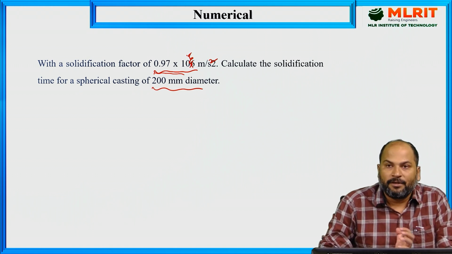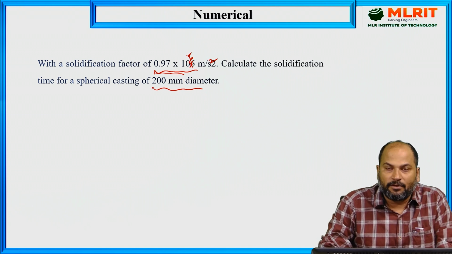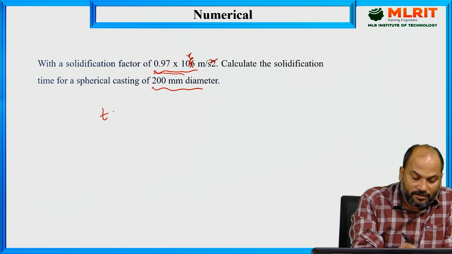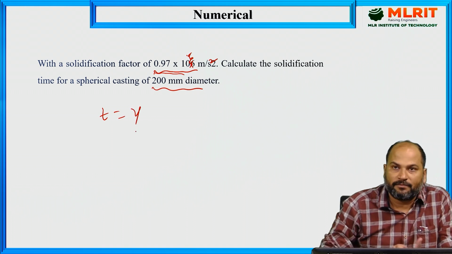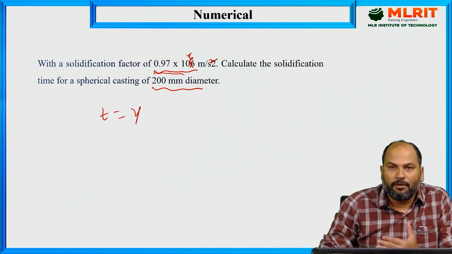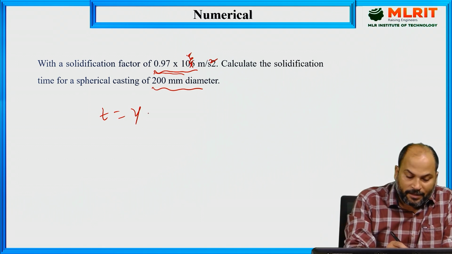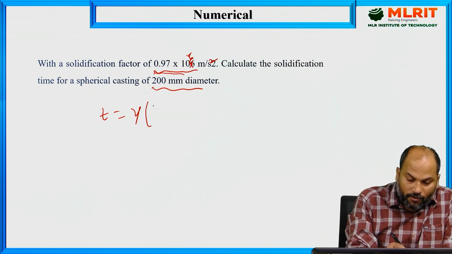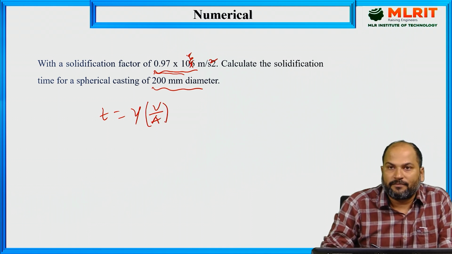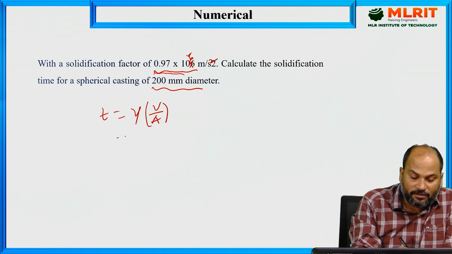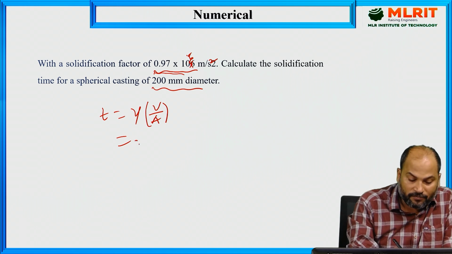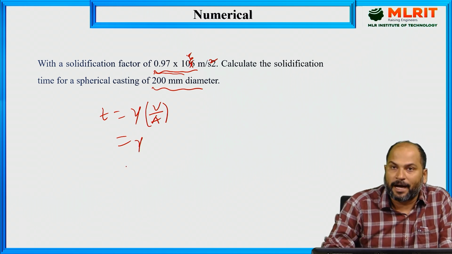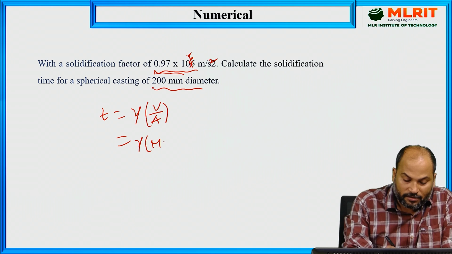If you remember, in the last lecture we already discussed solidification time. Solidification time is equal to the solidification factor, which completely depends on the material, what kind of material we are going to cast, into the volume upon surface area of the casting, whole square. Volume upon surface area is also known as the modulus of the casting. So in terms of modulus, we can write the solidification factor gamma into modulus square.